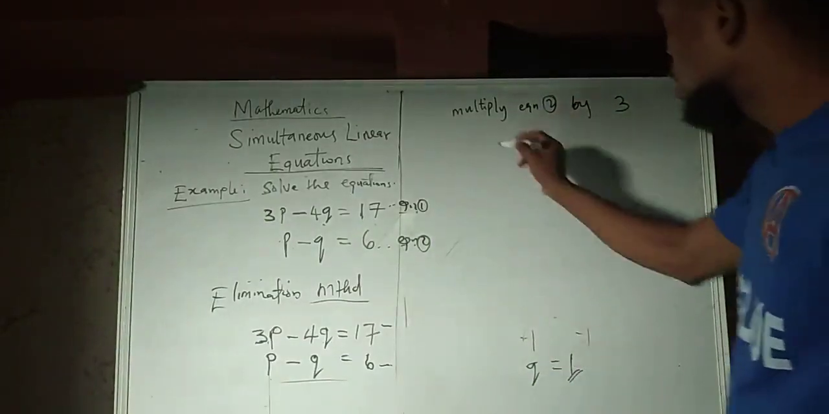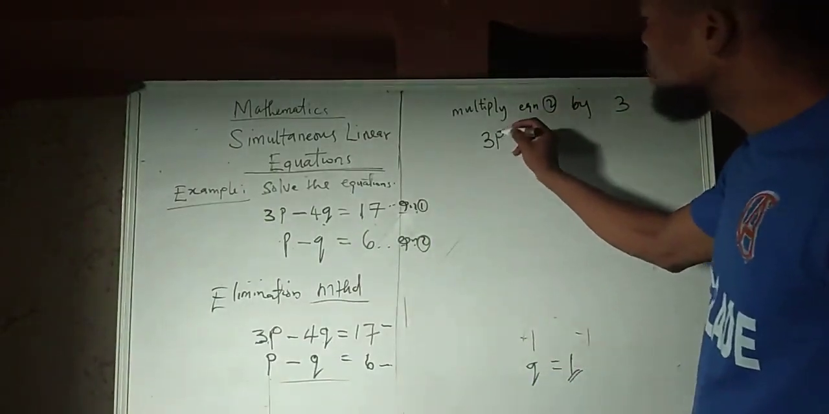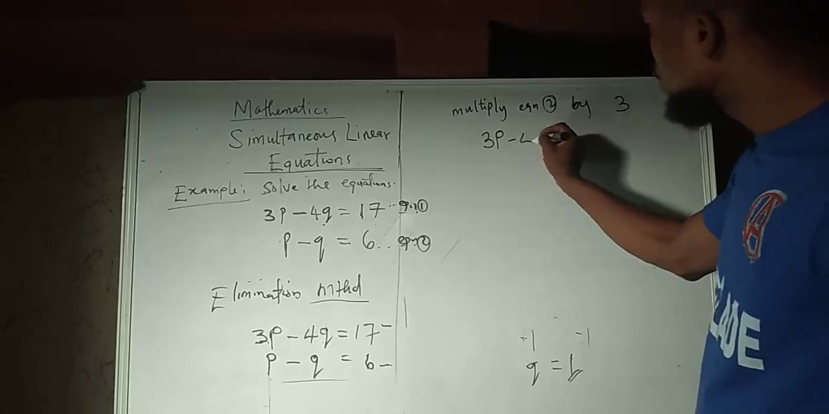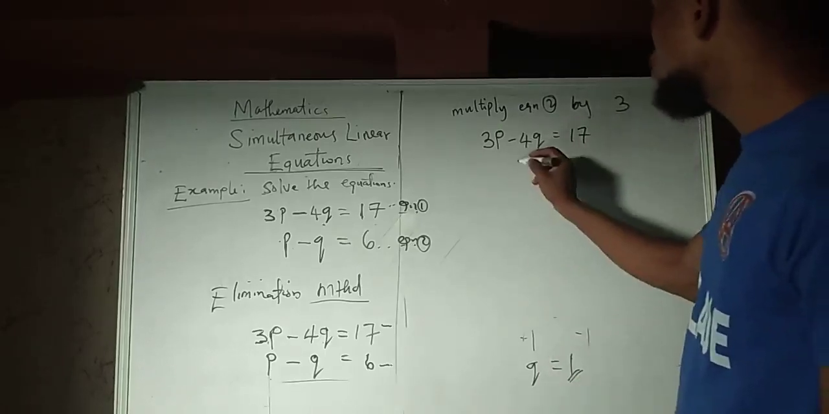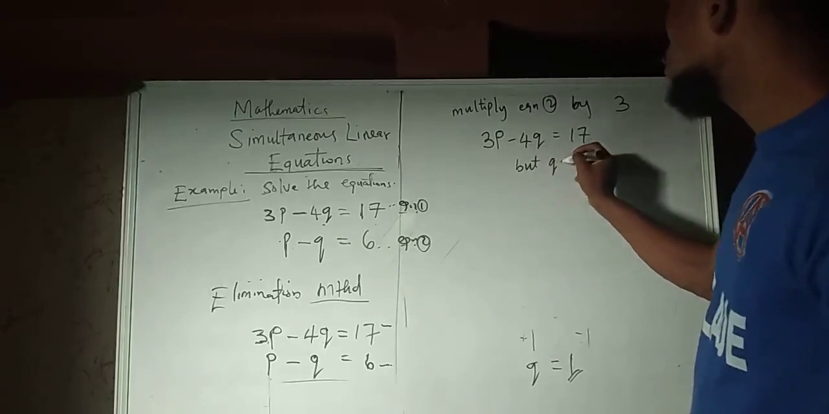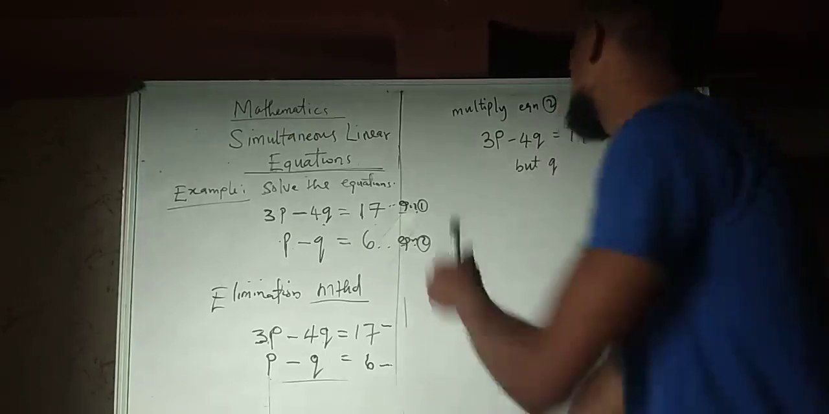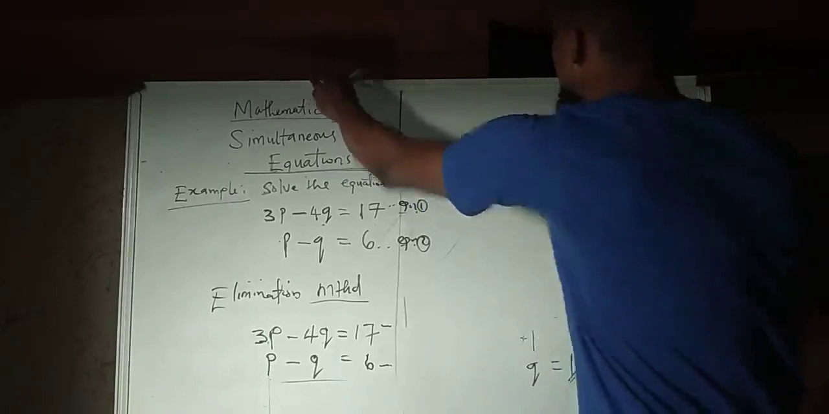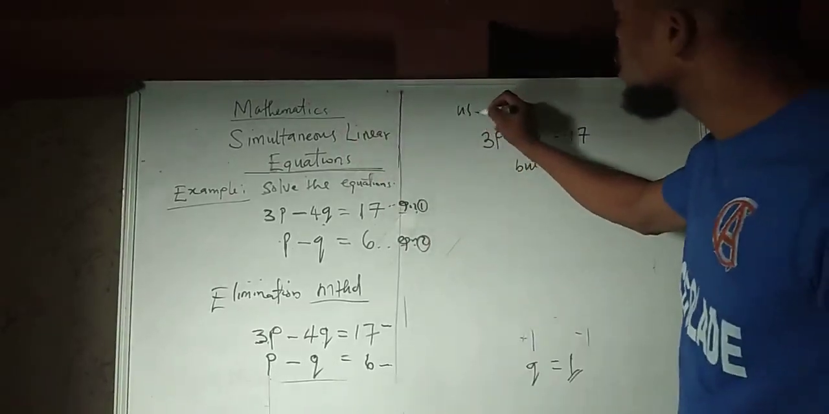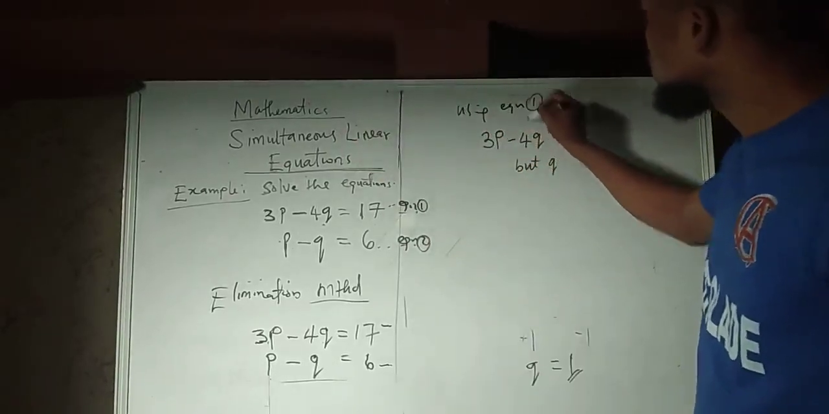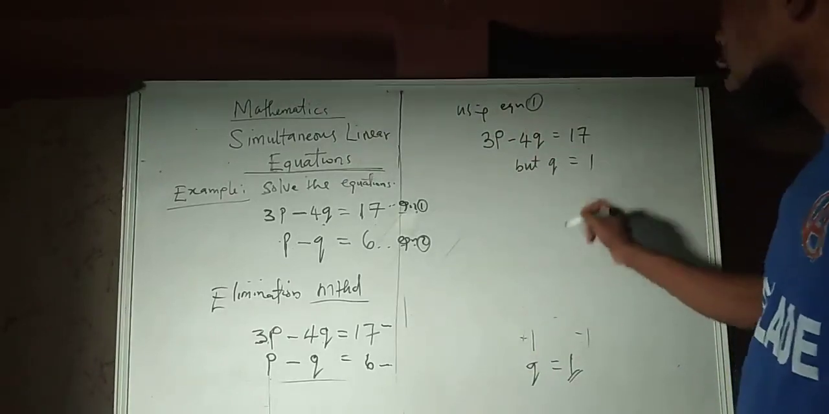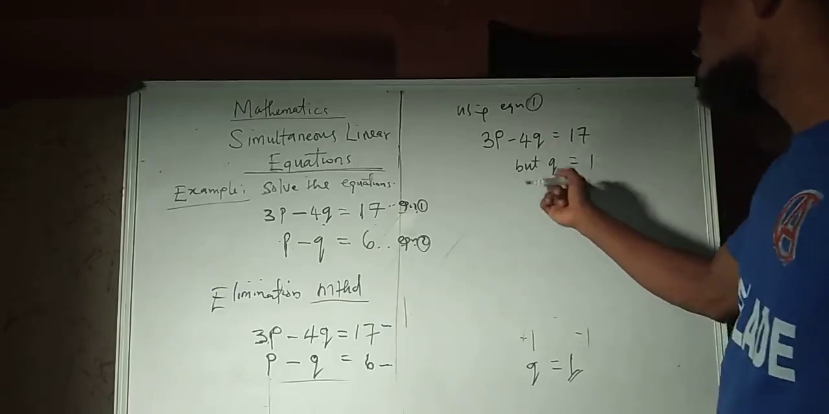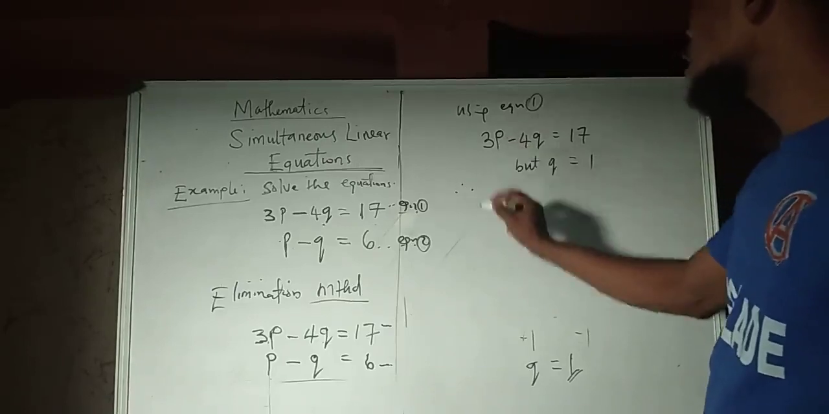Please, if I clean this up in a hurry, just do yourself the favor, go backward, pause the video, and write. So 3p minus 4q equals 17. But we know q, so I'm using equation 1 now. Let me erase this. I'm using equation 1, though I can use equation 2. But q is equal to 1, right? So I'm going to take the value of q and put it in equation 1.